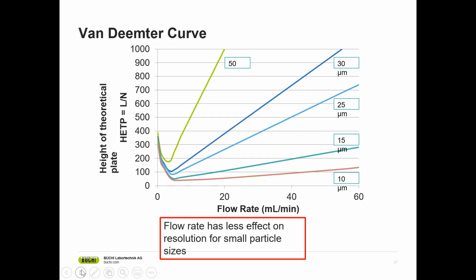The diagram shows that the ascent of the curve with increasing linear flow rate after H0 is substantially flatter in case of small particle sizes than for larger ones. However, a slow flow rate means a long separation time. In practice, therefore, a compromise has to be made between the separation time and the column efficiency.